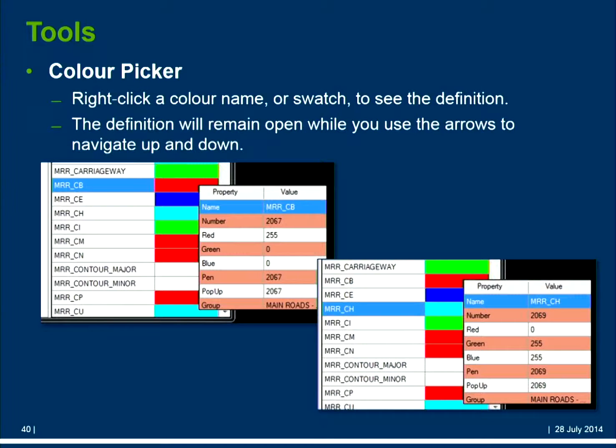If you right click on the colour name or the colour swatch, then you can see the definition of that colour, and you can use the arrow keys up and down to navigate between the colours, and that properties dialog will update with the new colour.